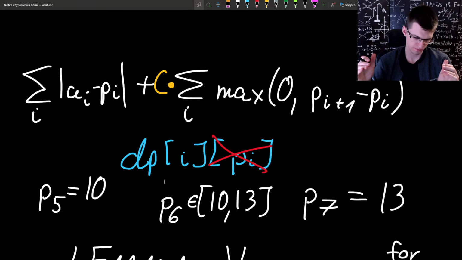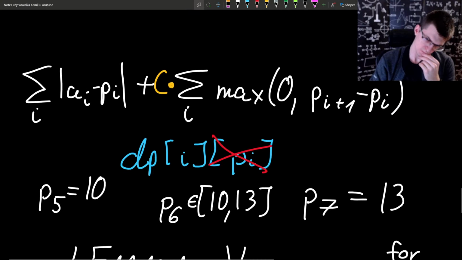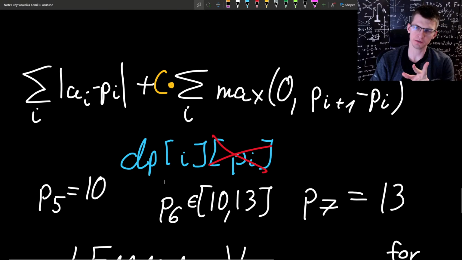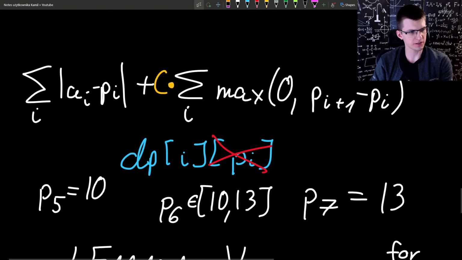Maybe. If some interval has equal values p_i, then it must be equal to the median of this interval. Yeah, so for sure that's possible, dp of i, j.